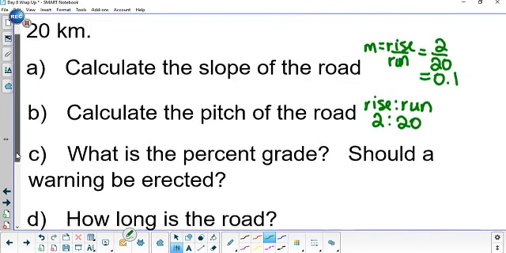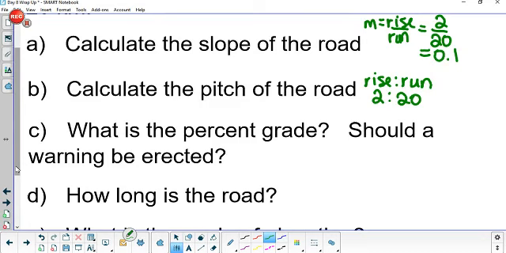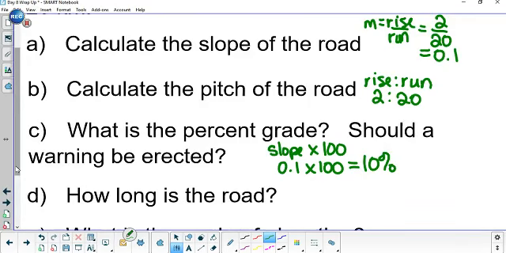What is the percent grade, and should a warning be erected? So percent grade was taking the slope and timesing by 100. So our slope was 0.1 from part A, times that by 100, we get 10%. If we think back to when we talked about percent grade, we said anything over 6% should have a warning. So yes, there should be a warning sign erected here. 10% is definitely larger than 6%.